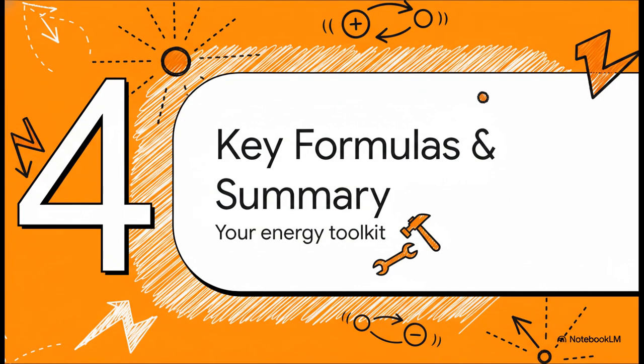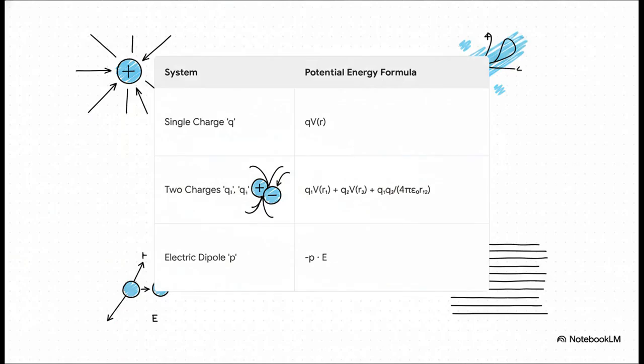Whew, okay, we have covered a lot of ground, from single charges all the way to the twisting dance of dipoles. So let's just hit pause, take a breath, and pull it all together. Think of this as your personal toolkit for potential energy. And here it is, everything in one neat package. For a single charge, energy is just its charge Q times the potential V. For two charges, you add up their individual energies in the field and then add their own mutual energy. And for an electric dipole, the energy is all about its orientation, given by that nice dot product, negative p dot E.